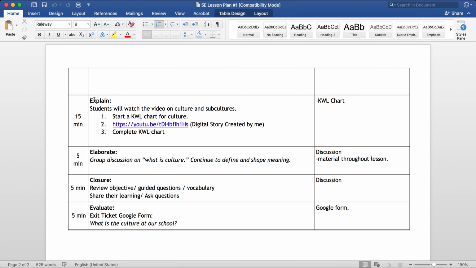From there, once students have identified or created their own understanding of what culture is, the next step would be to watch a short video on what culture and identity are. I'm really meshing the two together, which may or may not be a good idea, but I feel like they intersect in a way that it's hard to separate them from one another.